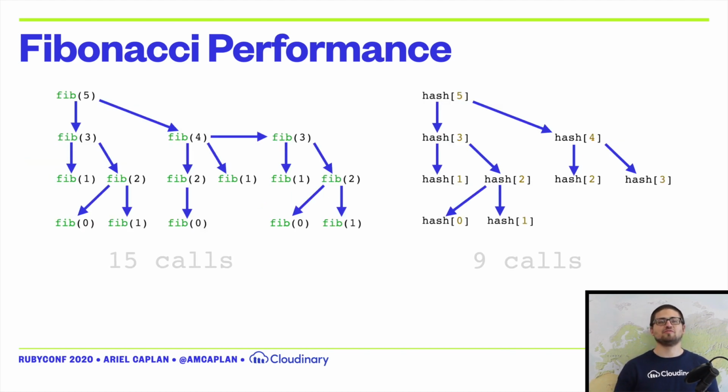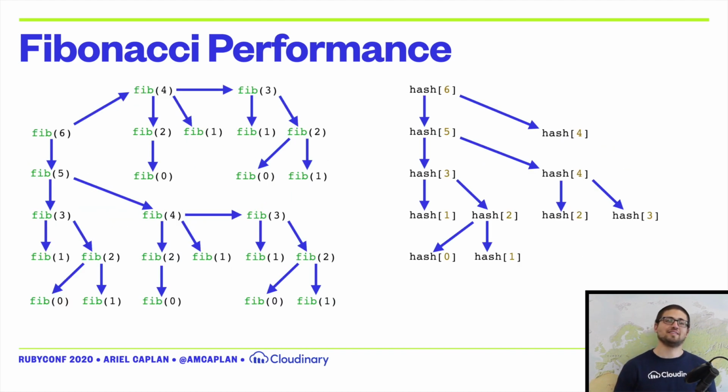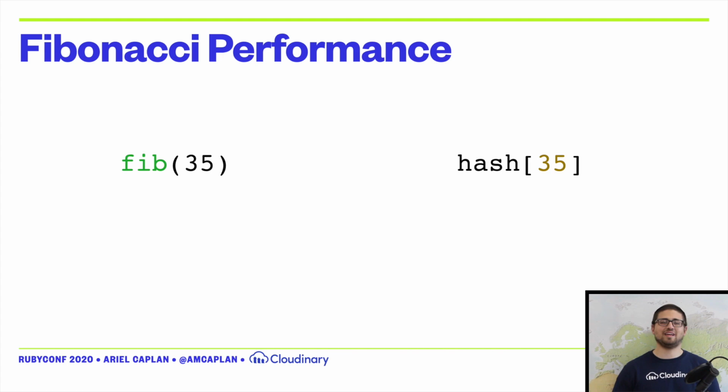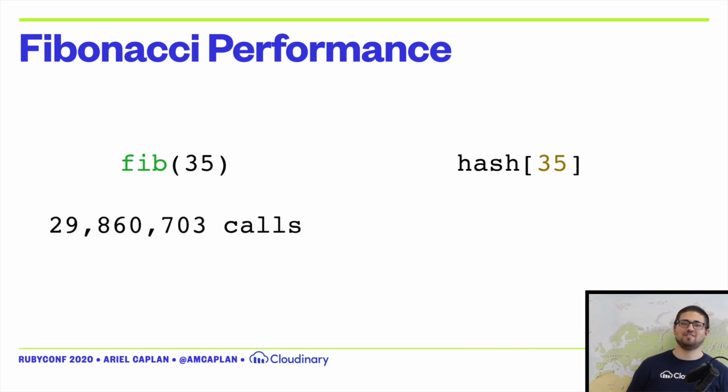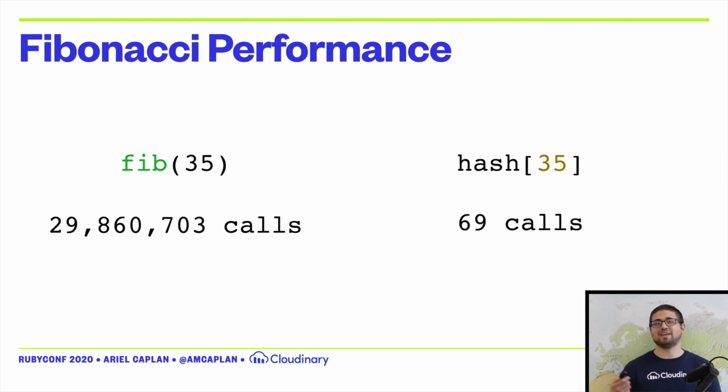It gets a little worse when we go to 5. It's 15 versus 9. When we get to 6, it's 25 versus 11 calls. And finally, when we get to 35, the method version is making almost 30 million method calls just to calculate this number. For the hash version, we're making 69 calls. So that's pretty nice, right? That's a big difference between those two methods of calculating in terms of how much work we're doing, because we just cache the results along the way.